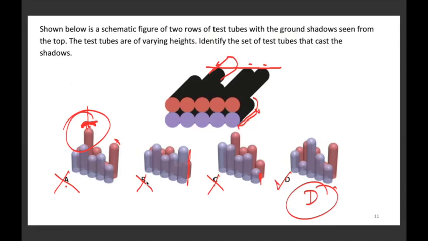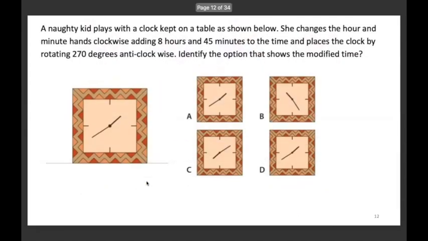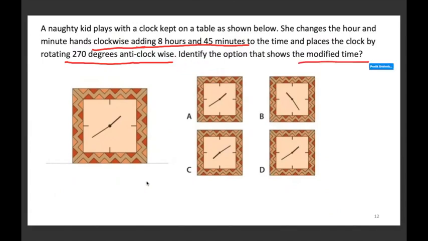Okay, we'll move to the next one. A naughty kid plays with a clock kept on the table as shown below. She changes the hour and the minute hands clockwise, adding 8 hours 45 minutes to the time, and places the clock by rotating 270 degrees anti-clockwise. You have to identify the option that shows this modified time.